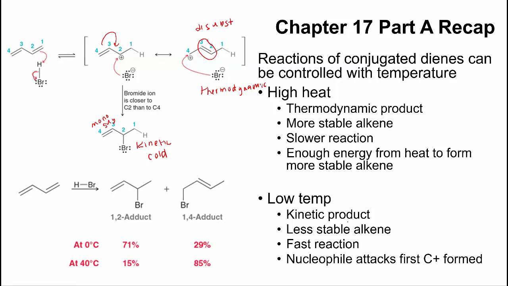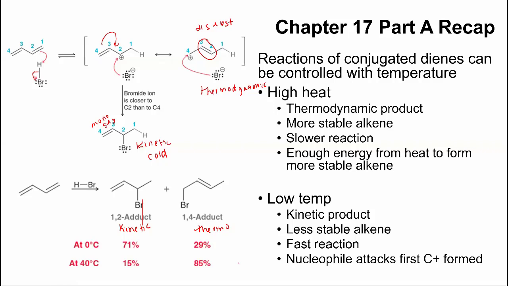So with lower temperatures, you get the kinetic product that forms quickly, that gives you the less stable alkene, and that nucleophile attacks that first carbocation formed instead of going through the resonance. So if you did the reaction with HBr, the 1,2 adduct, which is the kinetic one, when the temperature is cold, you get 71% yield at 0 degrees Celsius. There's 29% of the 1,4, which is the thermodynamic product. But when you heat up the reaction to 40 degrees, that ratio changes to 15 and 85.